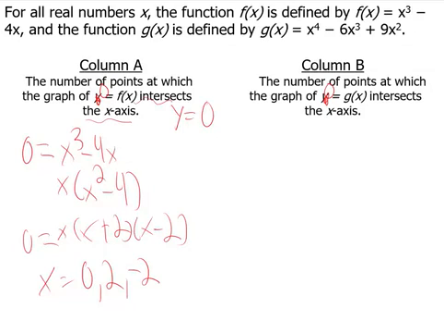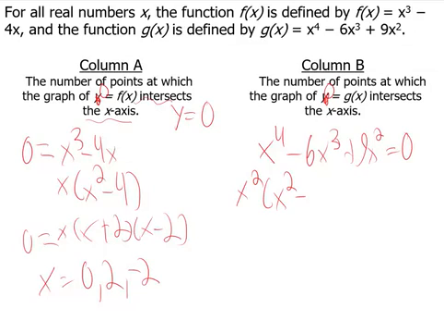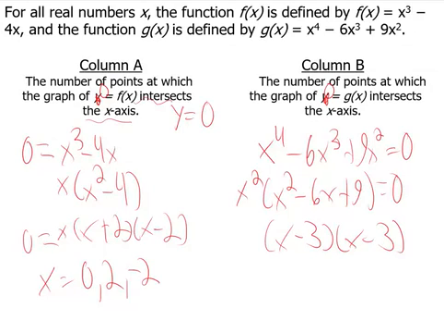Now let's take a look at column B. That's x to the fourth minus 6x cubed plus 9x squared equals 0. There's an x squared in each term, so we can factor that out to get us x squared times x squared minus 6x plus 9 equals 0. Now we're looking for two numbers which sum to negative 6 and multiply to positive 9, which is going to be x minus 3 times x minus 3, times an x squared equals 0. Oops, that's not a 1, that's a 0. Get it in there. So x here is going to equal 0 and 3.